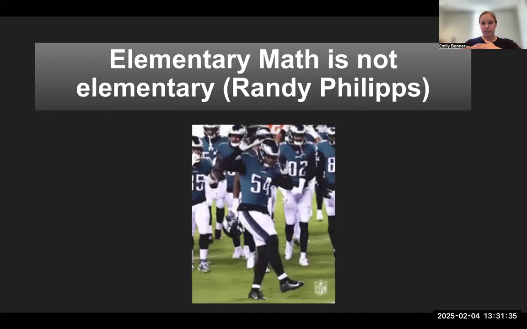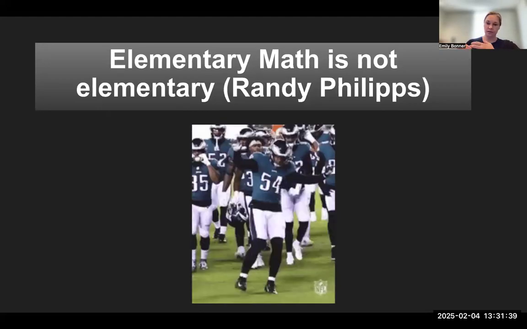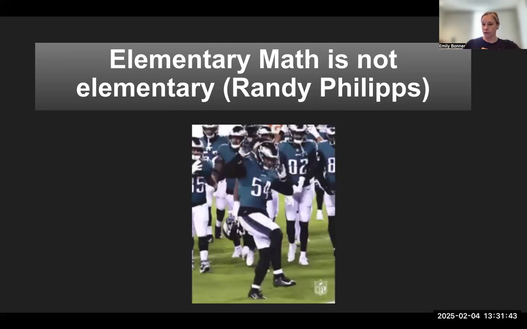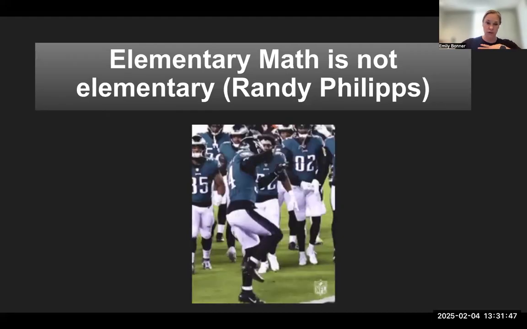So all this to say that elementary math is not elementary, which is a quote that I love because it always seems so simple, but really there's so much that you're laying the foundation for. So just something to keep in mind as you're moving forward in your field work.